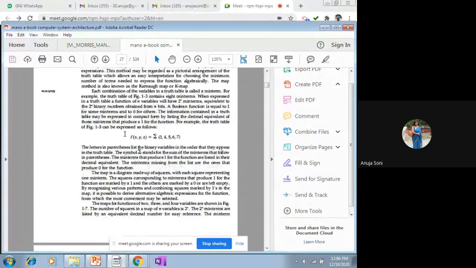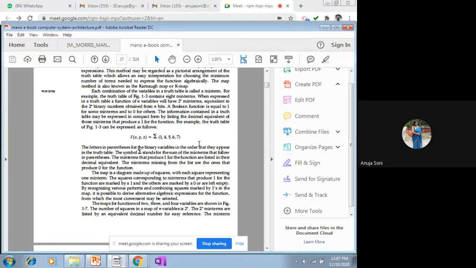It says that f is a function expressed in terms of the variables x, y, and z. This means there are three input variables x, y, z, and one output variable represented by f. This expression may be represented as the summation of all the Boolean terms, all those min terms with decimal values 1, 4, 5, 6 and 7, when specifically all these min terms are producing the final value of the function as 1.